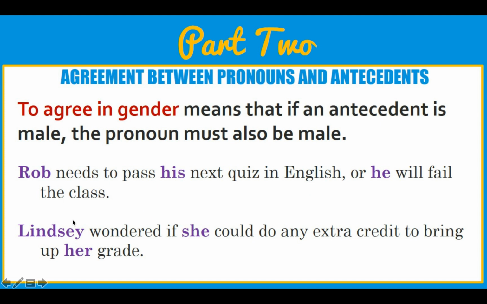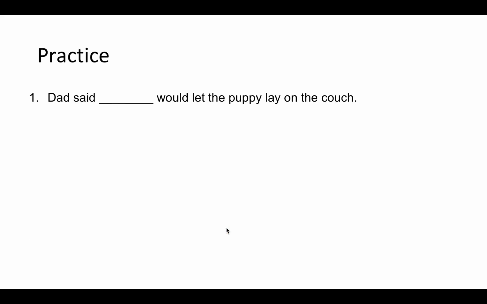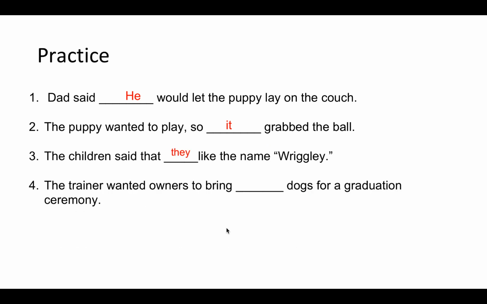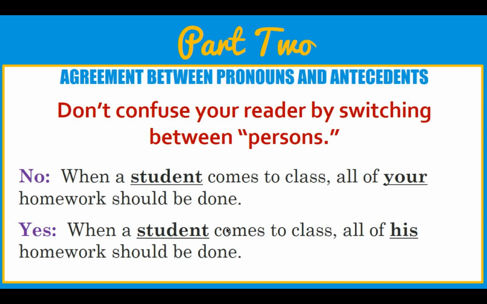Similarly, if we have a girl, we need a girl pronoun. Most people in 6th grade are easily able to do this, so this should be just review. So, for example, if I say Dad said, we know that we would have he because Dad's a guy. Or the puppy wanted to play, so now if we talk about animals, it's okay to refer to them as an it. You can also refer to your animal as a he or she if you know the gender of the animal. So this is a really easy skill. We're going to skip to the next skill.